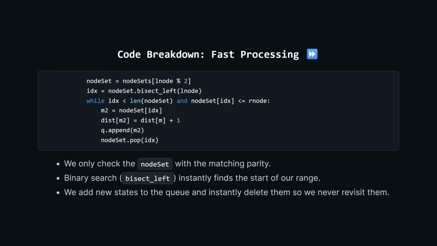We use a binary search to instantly find our starting point, the L node. Then, we simply walk forward through the list until we pass our R node limit. Every number we hit is a brand new 0 count we can reach. We record the distance, add it to our queue to explore later, and critically, we pop it out of the unvisited list so we never waste time looking at it again.